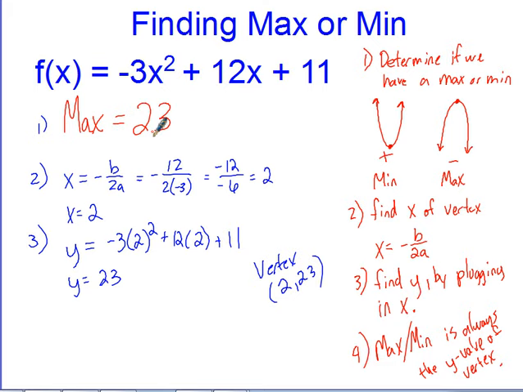Does anybody know what this x value represents? It's actually my axis of symmetry. Because you remember that line that goes through my symmetry, isn't it? It goes through my x coordinate. It's my axis of symmetry. So the x is actually your axis of symmetry. So the vertex tells me a lot of things. This is my axis of symmetry. This is my max or min.